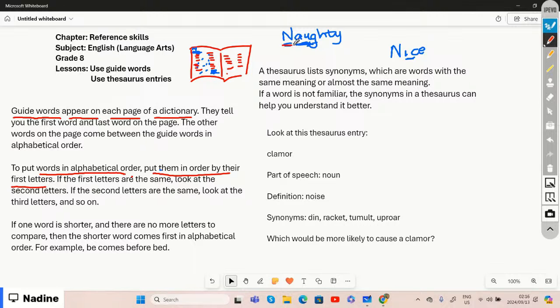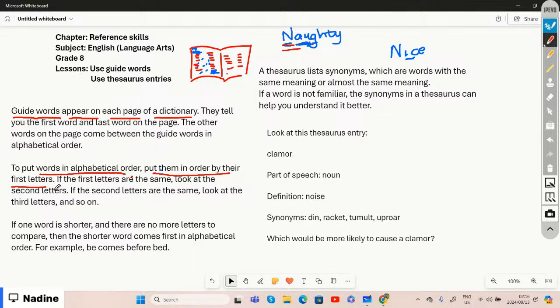Let's say, for example, naughty. Now, if you are looking for a word and the word starts with N, you're going to go to N. If the second letter is A, you're going to page to the guide word where you see NA right on top. Now all the other words that come after the guide words, you will find the word and it will be in alphabetical order.